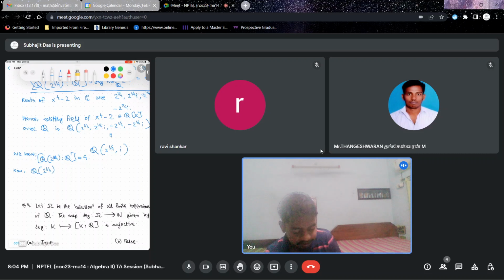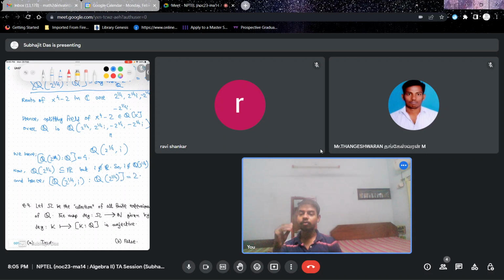It's a real subfield. But i doesn't belong to R, so i doesn't belong to this as well. And therefore, hence, Q adjoined with 2 to the power 1 by 4, comma i should have degree precisely 2 over Q adjoined with 2 to the power 1 by 4, right?